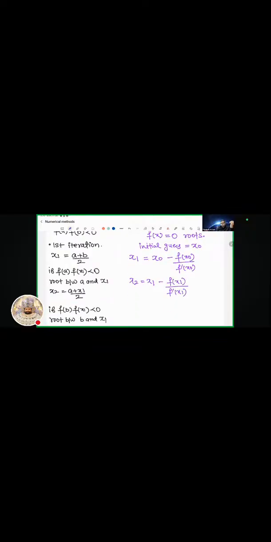Similarly, once you know x2, you need to find x3. So how do you find x3? x2 minus f of x2 divided by f dash x2. So that is why you see here we have x n plus 1 and here we have x n. That is how you read this formula.